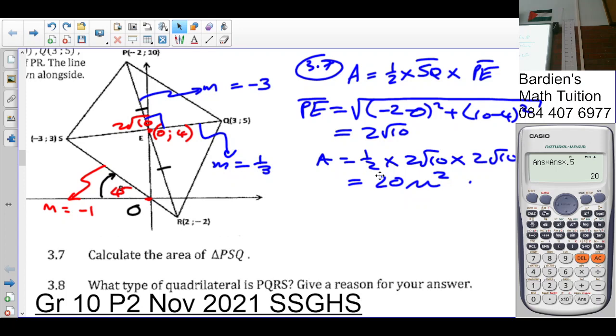Okay, what do you notice about the diagonals? The diagonals meet at 90 degrees. Now there are 3 shapes, 3 quads in which the diagonals meet at 90 degrees. It's a kite. Can this be a kite? It could be a kite, yes.